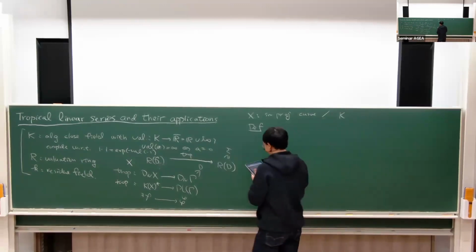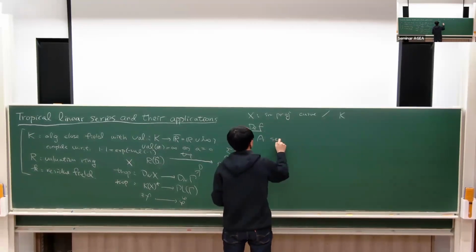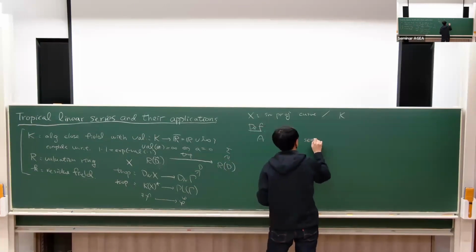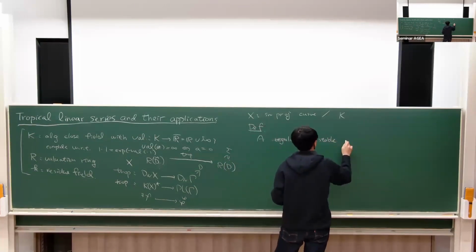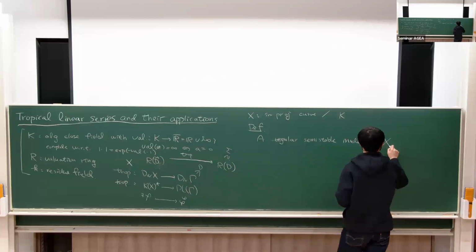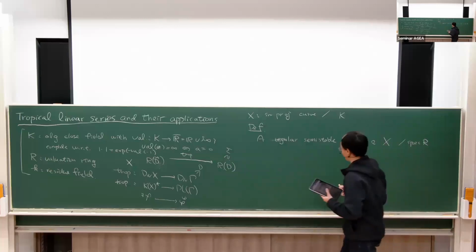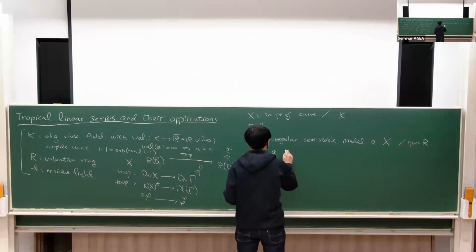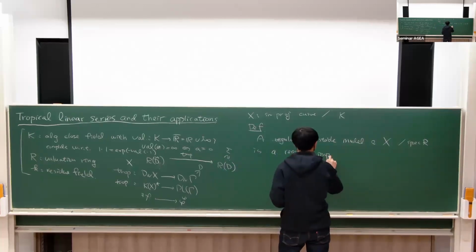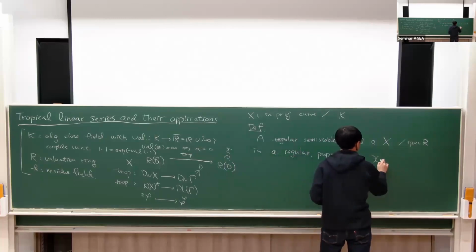And say X is a smooth projective curve over K. So we say a semi-stable, regular semi-stable model of X over Spec R, where R is the valuation ring, is a regular proper flat R-scheme.